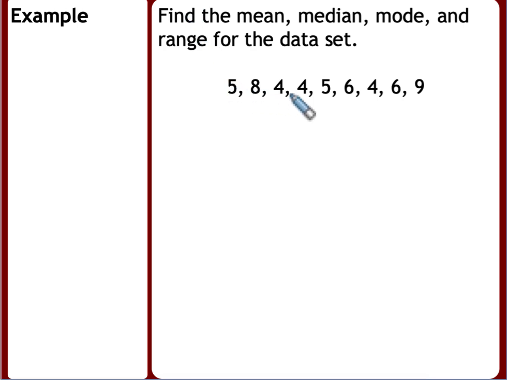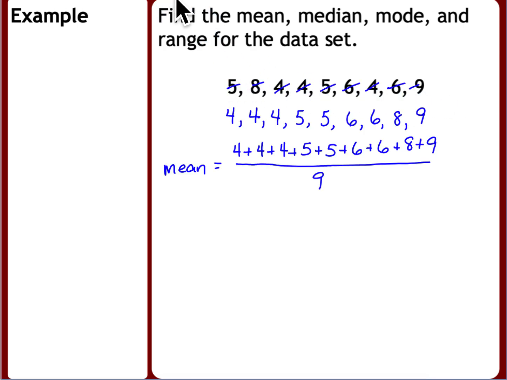So let's go ahead and put the numbers in this data set in order from least to greatest. So here those numbers are 4, 4, 4, 5, 5, 6, 6, 8, and 9.